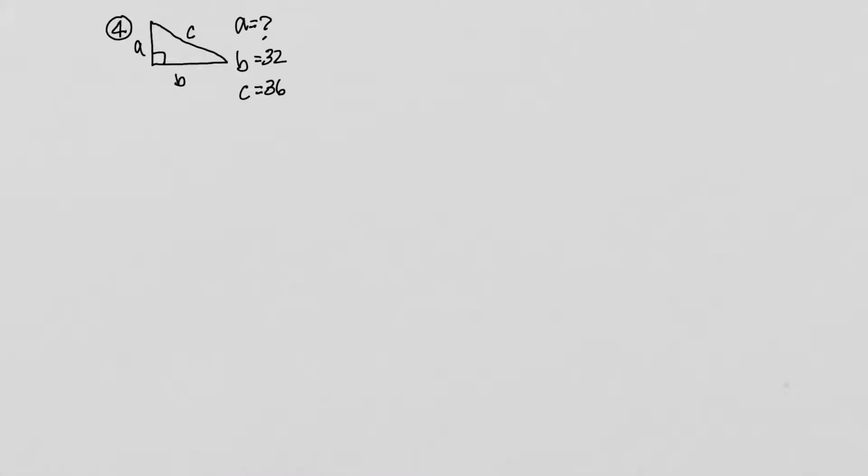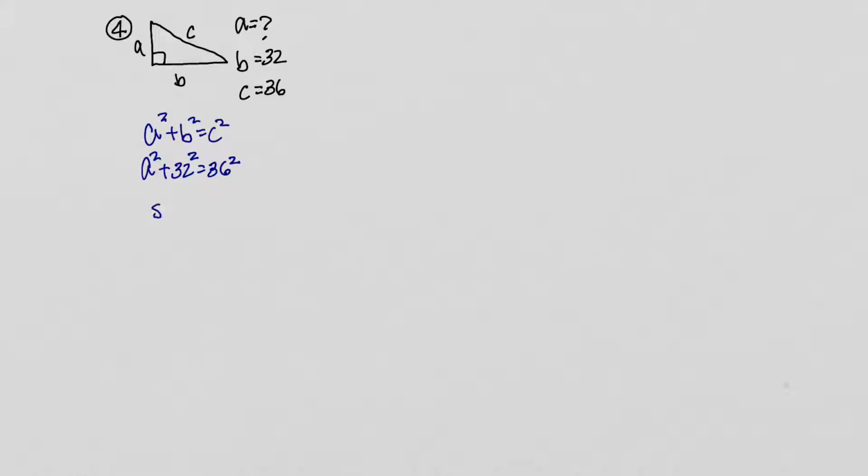And in problem 4, we're given a right triangle with legs A and B and hypotenuse C. What we're supposed to do is find the missing side. So we're not given A, but we are given B is 32 and C is 36. So let's write our Pythagorean formula. How about a squared plus b squared equals c squared? We'll get a squared plus 32 squared equals 36 squared.